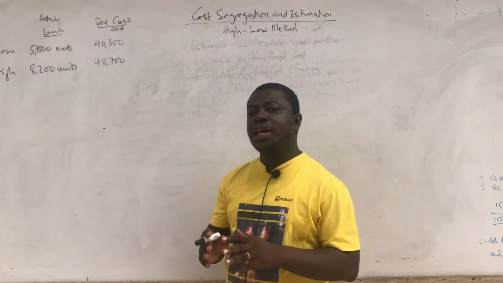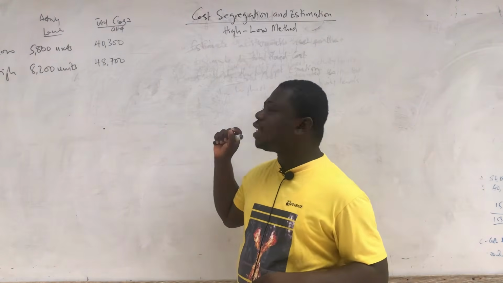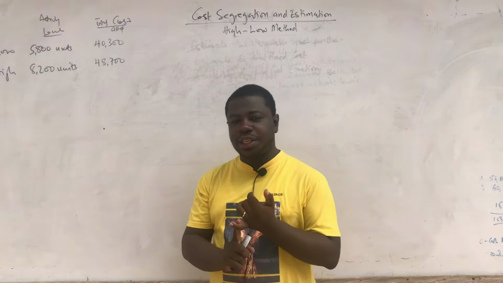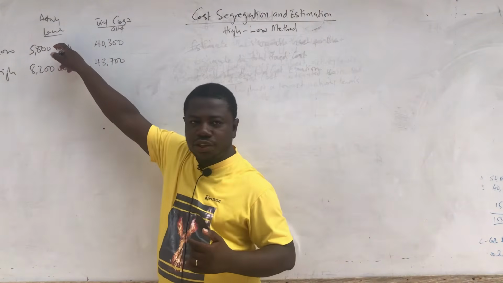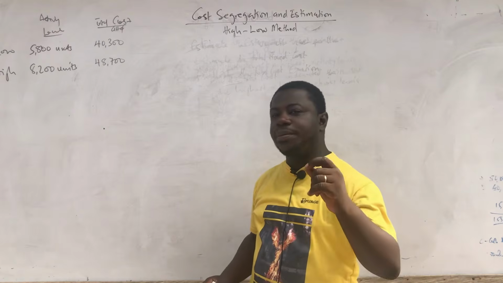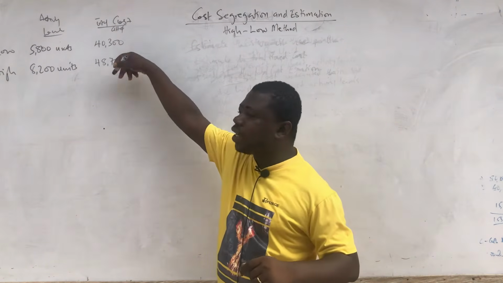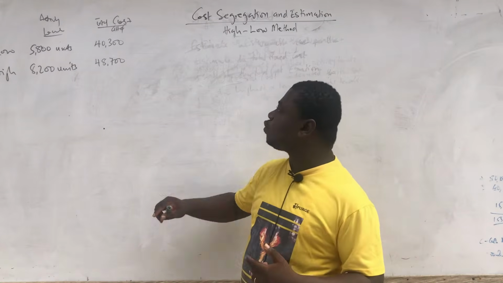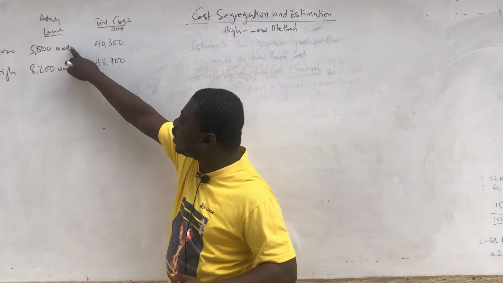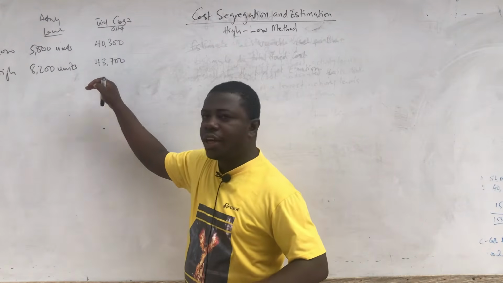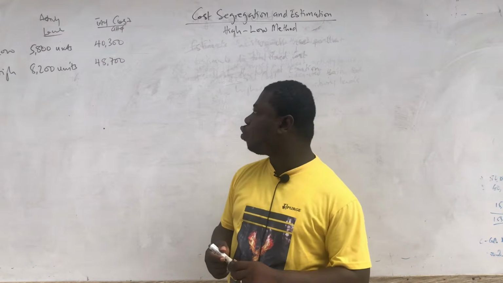So we are going to establish the variable cost per unit. Using the steps we studied, the first step is to identify the lowest and the highest activity level. That is what we have done. The second step is to identify the cost that is associated with each of them. The third step is to subtract this from that. And the fourth step is to subtract this from that. And so we are going to have the variable cost components, and then we divide the two to find our variable cost per unit.